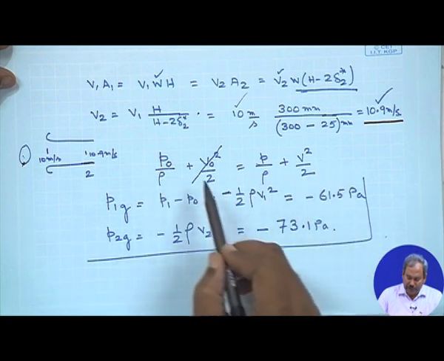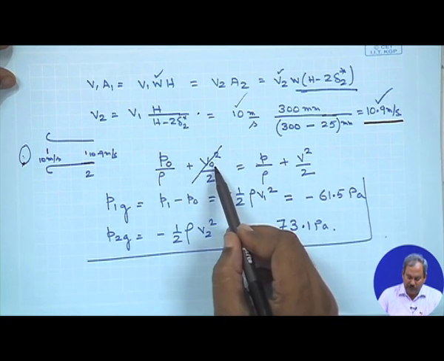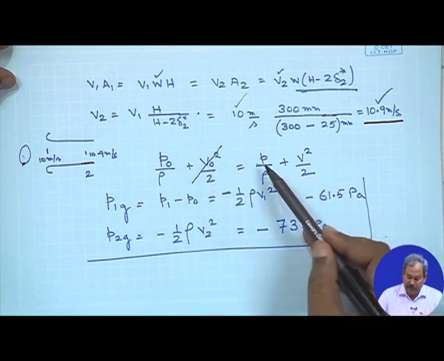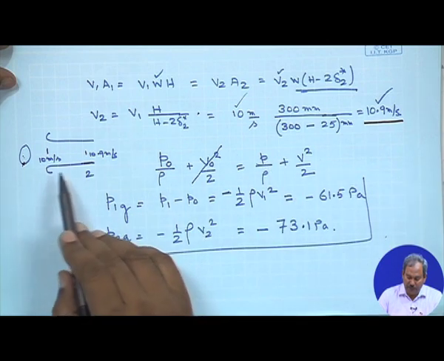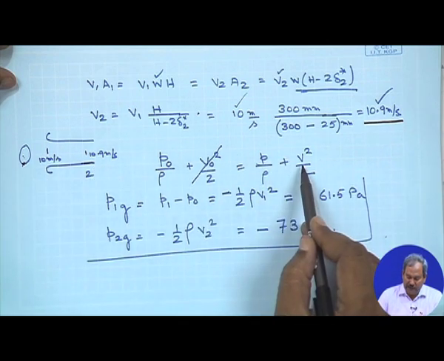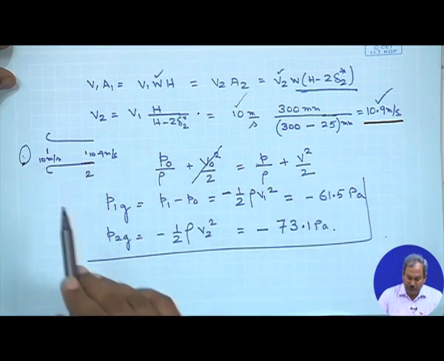So, if I write this equation, P0 is the atmospheric pressure, V0 is the velocity of the air in the outside, which is 0 in this case, P is the pressure at any location, it could be 1 or 2, and V is the velocity at location 1 or at location 2.